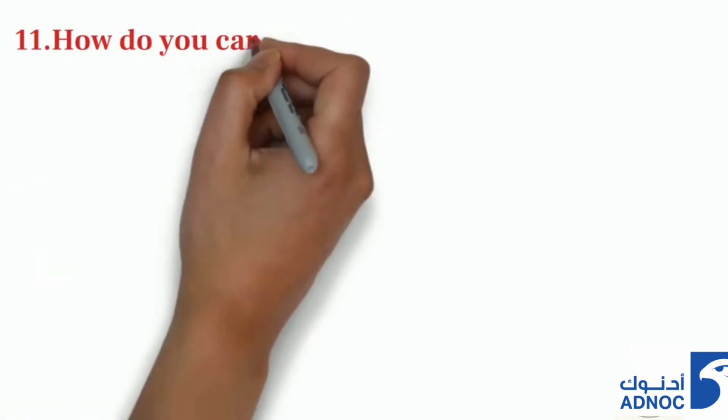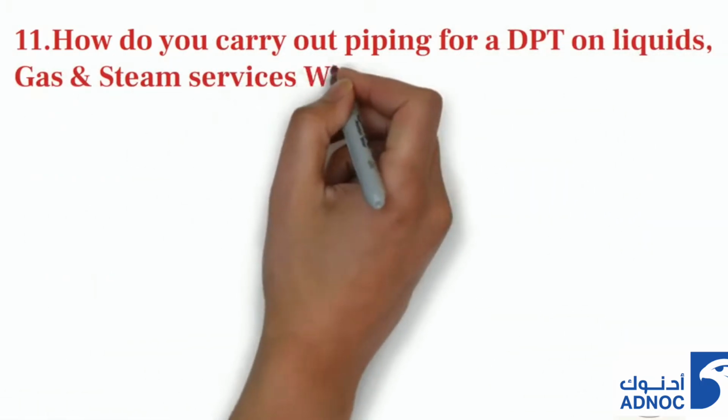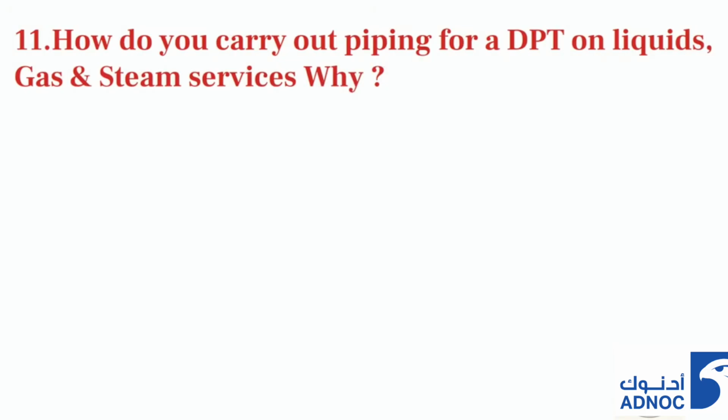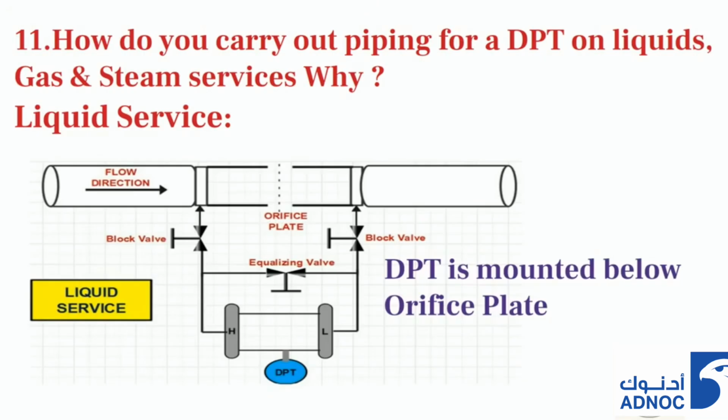Eleventh question is, how do you carry out piping for a differential pressure flow transmitter on liquids, gas and steam services, and why? As you can see from the diagram that, on the liquid lines, the transmitter is mounted below the orifice plate because of the fact that liquids have a property of self-draining.